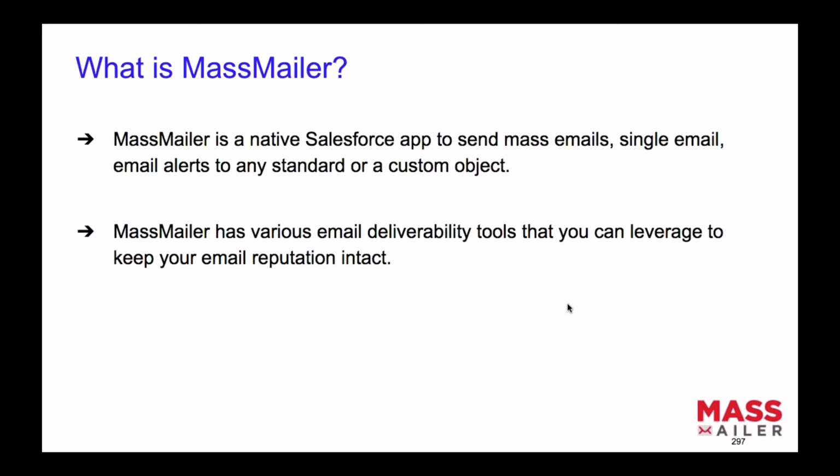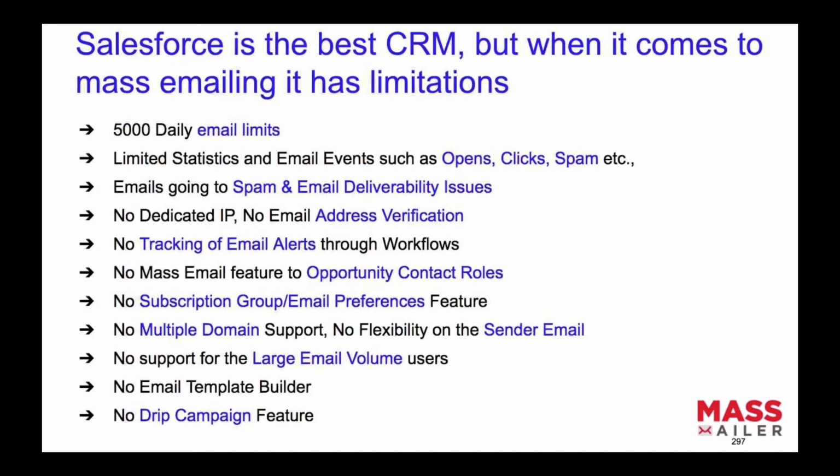MassMailer is a native Salesforce app. You can send emails to any object, standard object or custom object. You can send mass email or a single email. You can leverage a campaign object, or you can leverage the wizard that we have. You can also use the Salesforce list views as well, or you can create advanced list views that MassMailer provides. And then we have certain deliverability tools that you can leverage to monitor your IP reputation and all that.